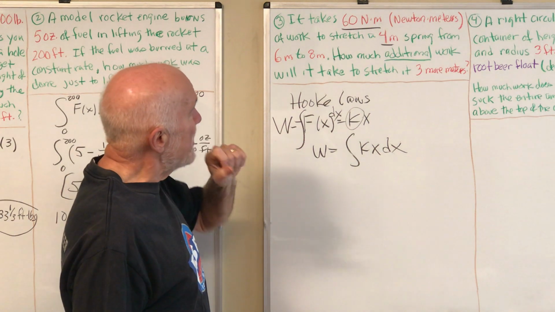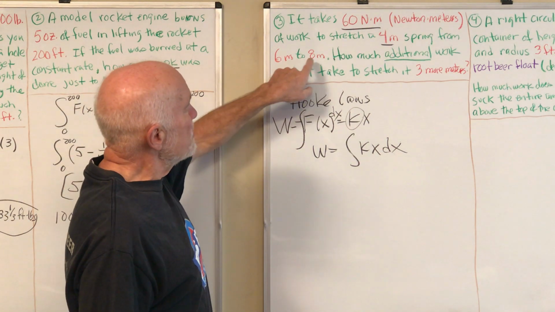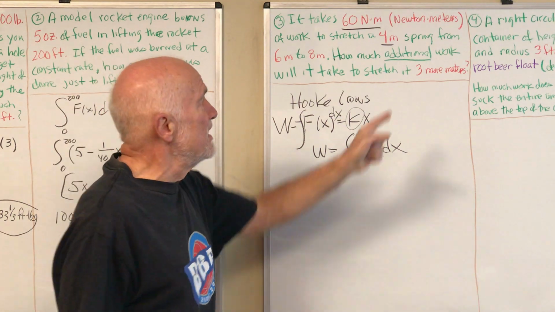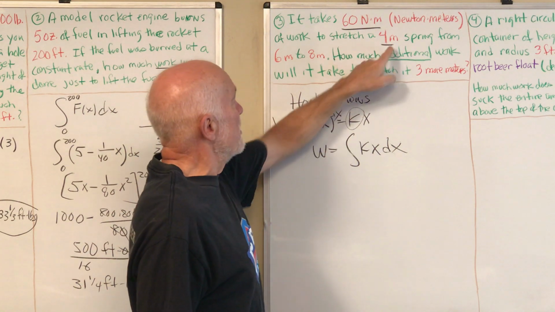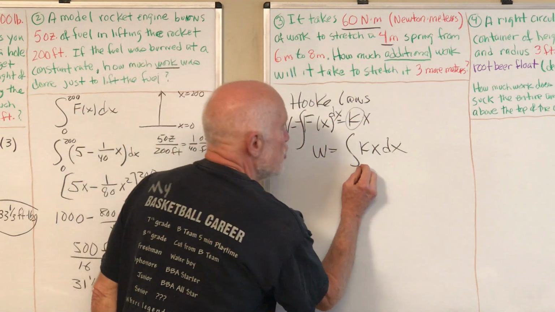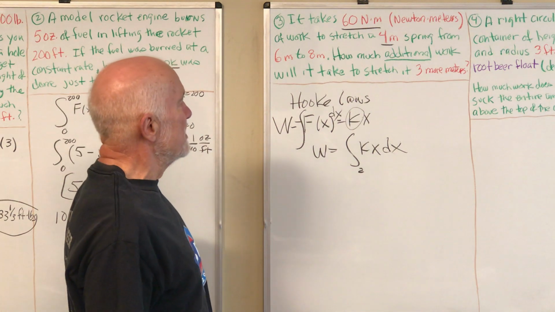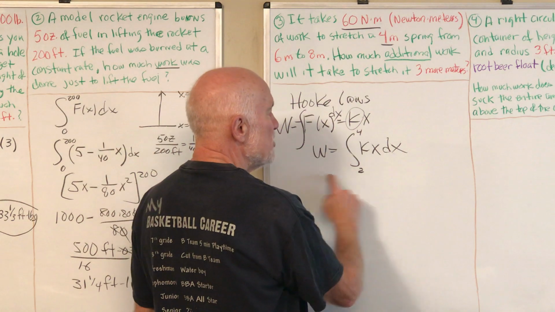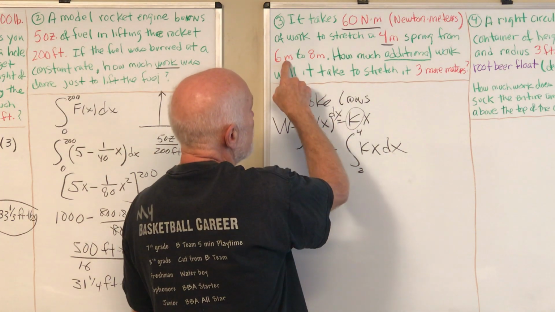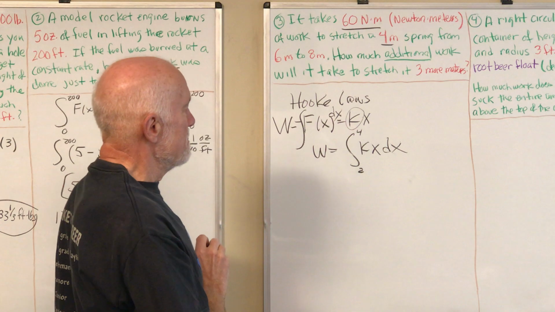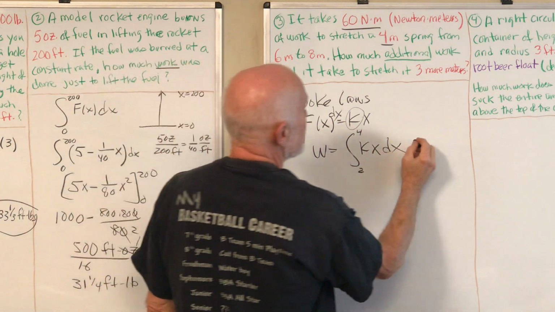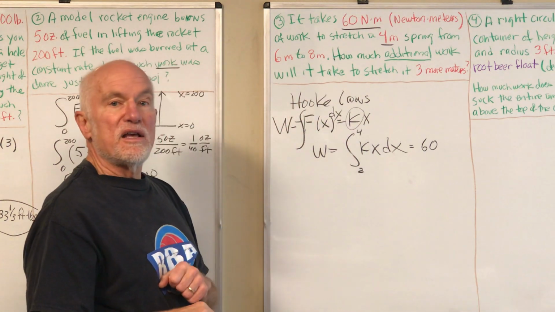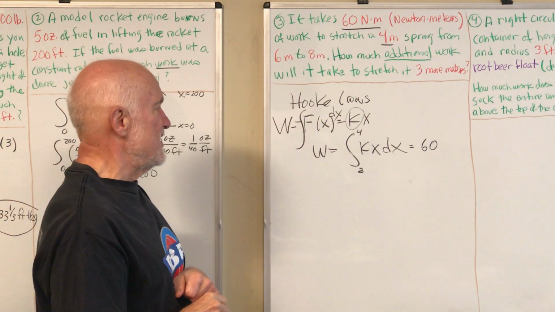Now, where is this going from? 6 meters to 8 meters. But what's important is, how far was it from its normal? Well, its normal is 4. So 6 is 2 more than the normal, and 8 is 4 more than the normal. So that would be how much work it would take to make it go from 6 meters to 8 meters. And we know that that answer is equal to 60. So from this, we should be able to figure out what the proportionality constant is.